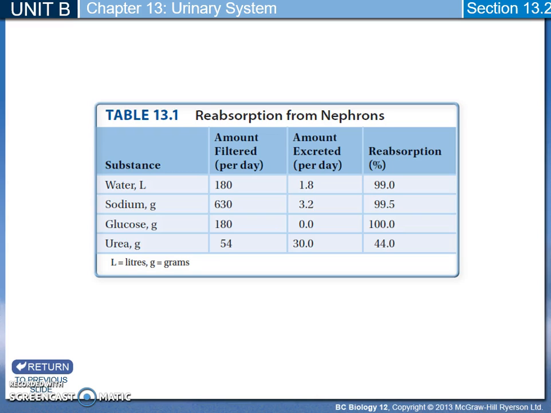So here you can see how much of each of these substances are filtered per day and how much is reabsorbed. So in an average day, we filter about 180 liters of water, and we excrete about 1.8 liters, so that means that 99% of that is reabsorbed. With sodium, we filter about 630 grams, and we only excrete about 3.2 grams of that. So the sodium gets reabsorbed, about 99.5% of it. Glucose, we don't want to lose any glucose, so we reabsorb 100% of that. Urea, we don't actually excrete all of the urea, so about 44% of that is actually reabsorbed.